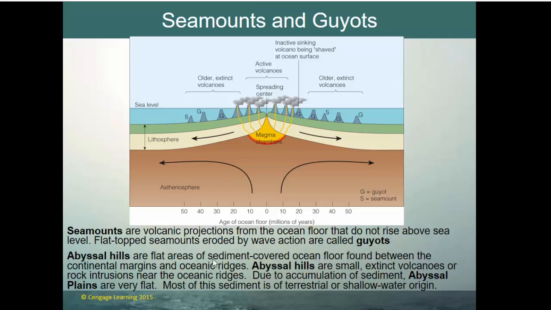Abyssal hills are flat areas of sediment-covered ocean floor found between the continental margin and the ocean ridges. Abyssal hills tend to be quite small, extinct volcanoes or rock intrusions near oceanic ridges. Due to the accumulation of sediment, though, abyssal plains, the plains way out here, are very, very flat. Most of the sediment is of terrestrial or shallow water origin, meaning all the sediment that covers the abyssal plains is basically coming off of the continents around the ocean.